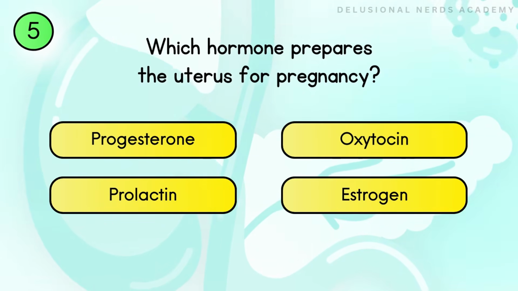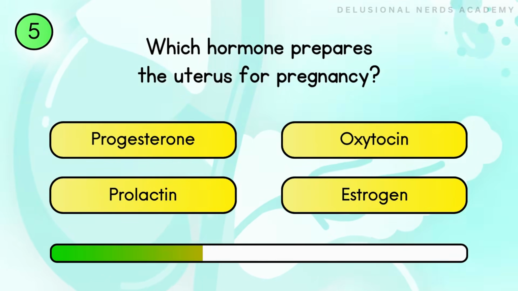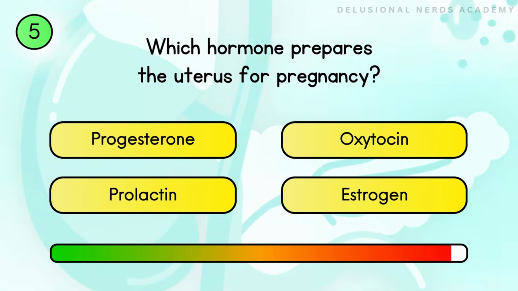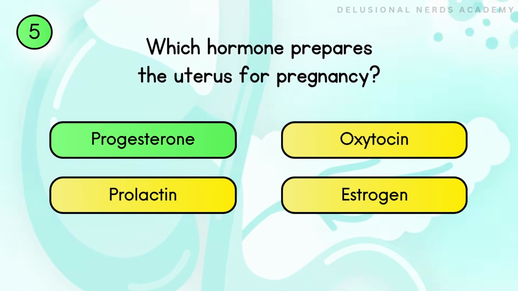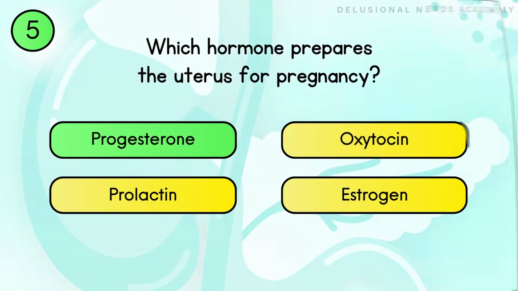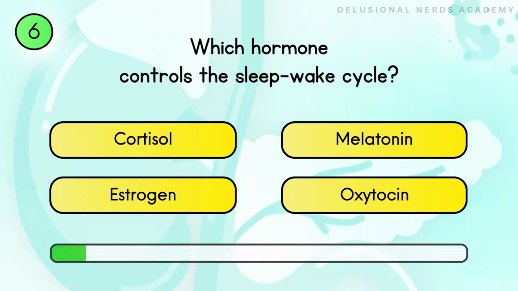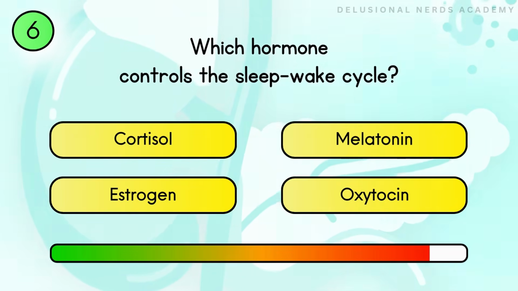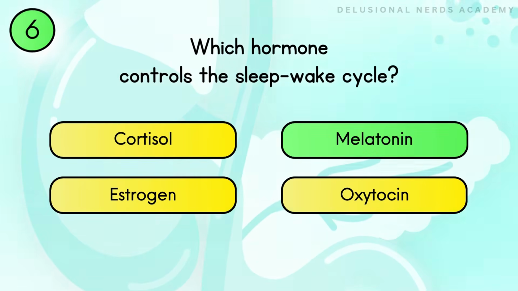Which hormone prepares the uterus for pregnancy? Progesterone maintains the uterine lining for implantation. Which hormone controls the sleep-wake cycle? Melatonin is the hormone that plays a role in controlling sleeping patterns.